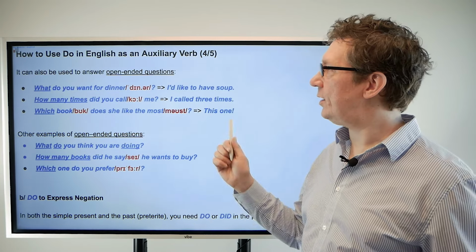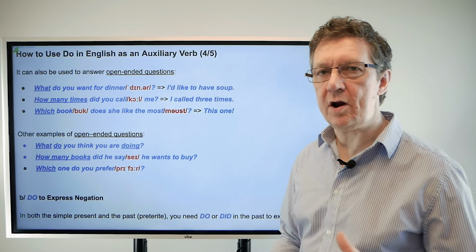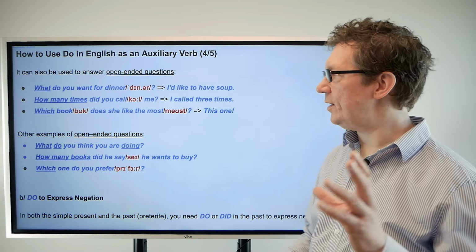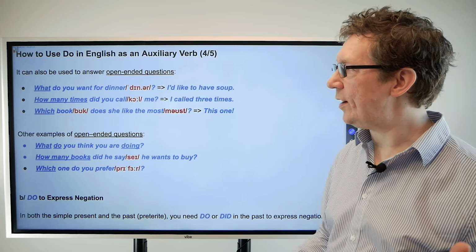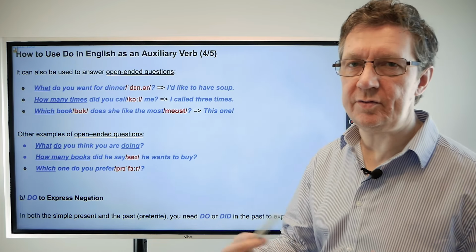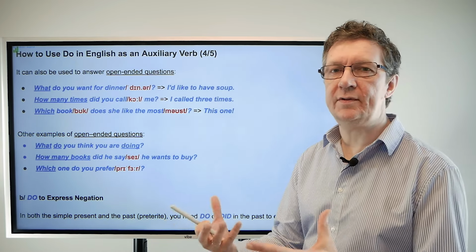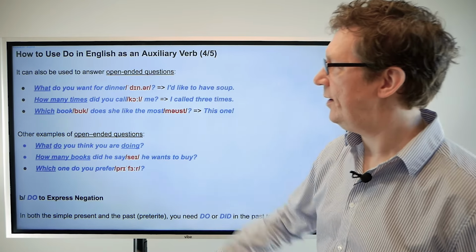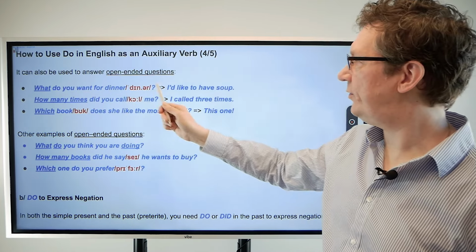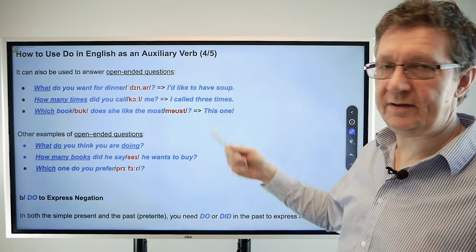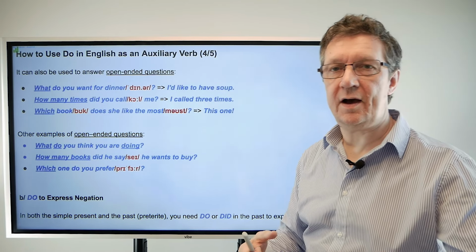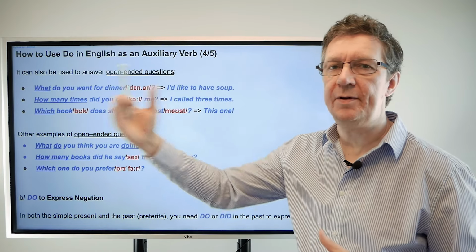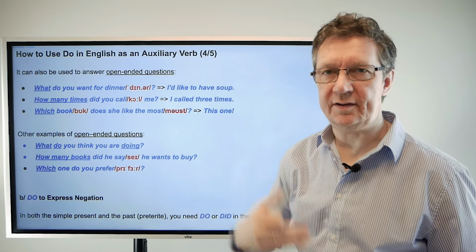So let's have a look at do as an auxiliary verb in an open-ended question. Now, a closed question is a simple yes or no. But in an open-ended question, we're going to have the need to use a different form because we want to have more information from the person that we're asking the question to. So, what do you want for dinner? Okay, answer, I'd like to have soup. The answers here are open-ended, so it can be anything the person you're asking wants to say.